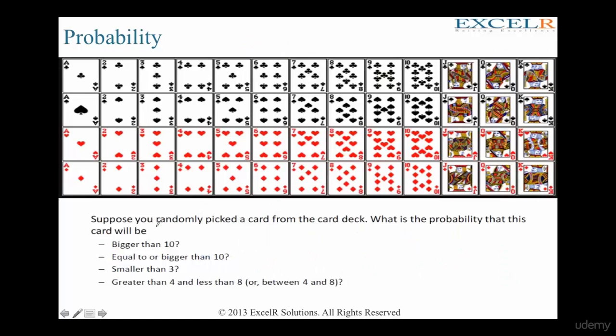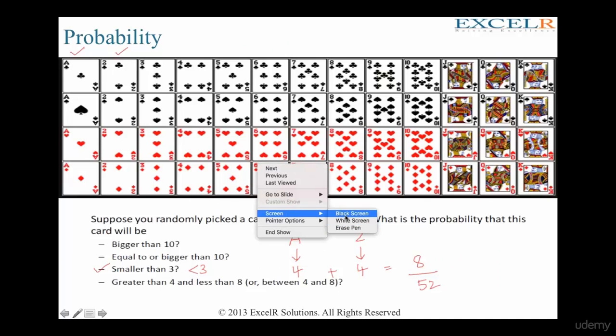Suppose you randomly pick a card. What is the probability that it is smaller than 3, that is, less than 3? Less than 3, how many cards do you have? You have A and 2. You have 4 cards of type A and 4 cards of type 2. So the number of interested events is 8, divided by the total number of events, which happens to be 52. That's the probability associated. Let us look into the last question.